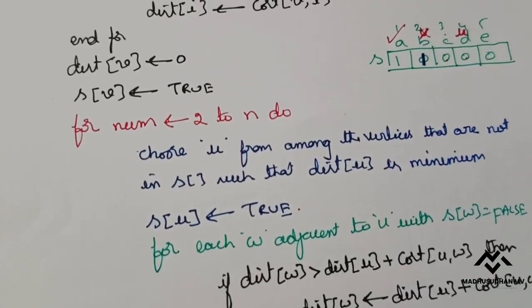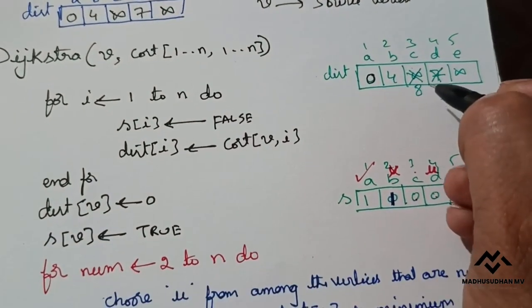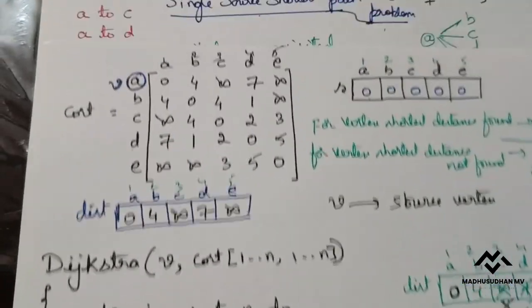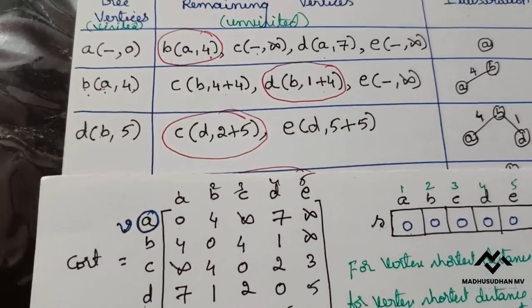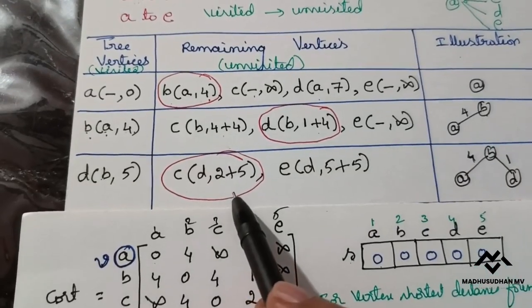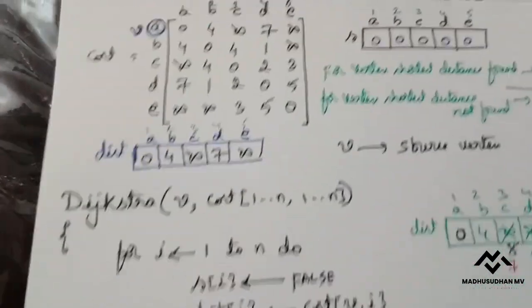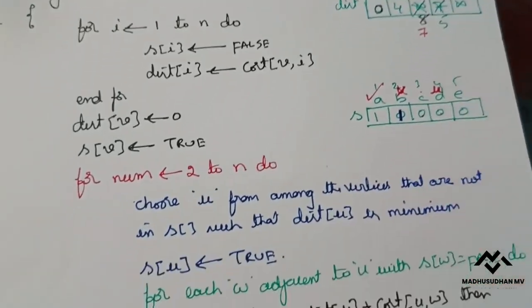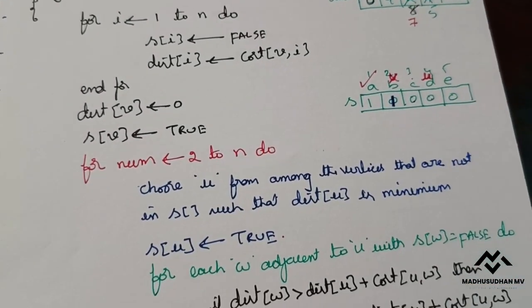W is C, so distance of C, earlier it was 8, now it is 7. See, that's what we updated here in the problem. Earlier it was 8, the C distance, now it is 7. From 8, I updated it to 7. So now W is equal to C is over.